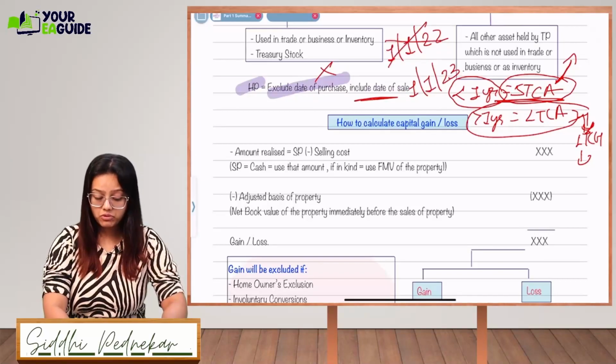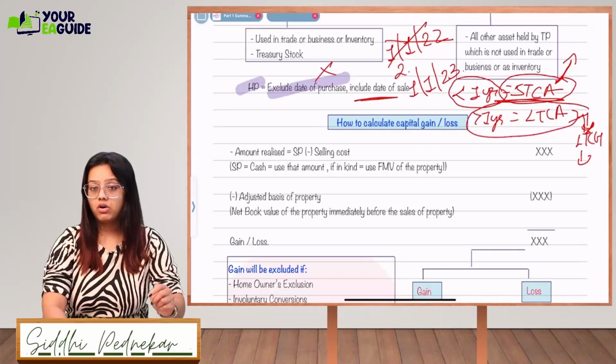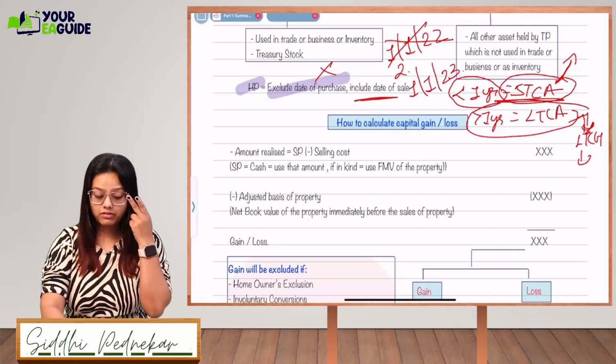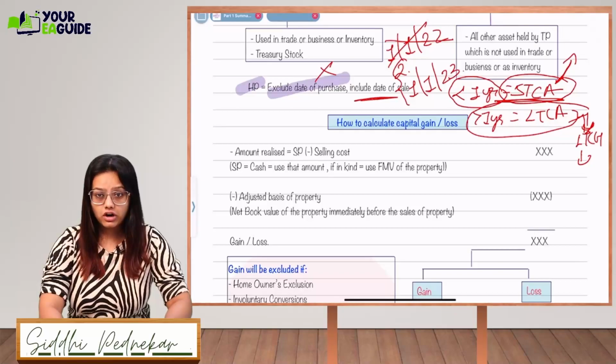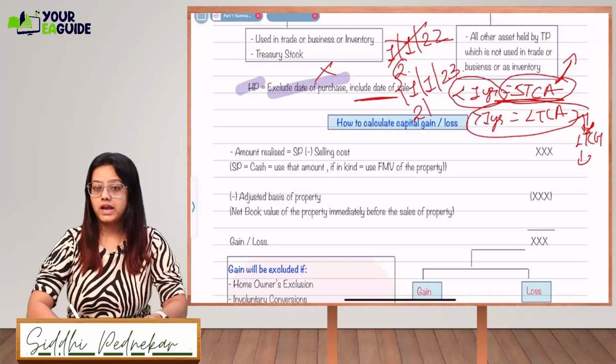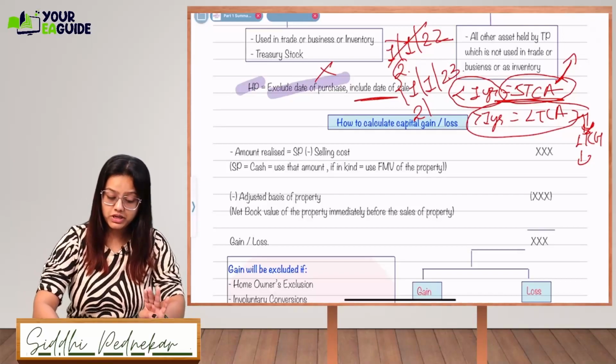So this date I'm going to exclude. From the 2nd of Jan, I have to check whether it is 1 year or not. So it is not 1 year, because the 1 year will be on 2nd of Jan 2023. They will twist the question based on this also.